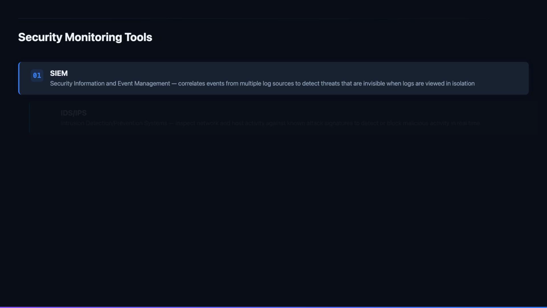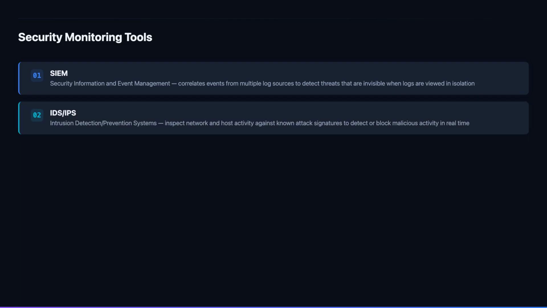IDS and IPS tools provide signature-based detection of known attack patterns in network traffic and host activity. IDS tools detect and alert. IPS tools actively block malicious traffic in real time. Signature databases must be kept current to detect new attack variants, and rule sets must be tuned to the organization's specific environment to minimize false positives.